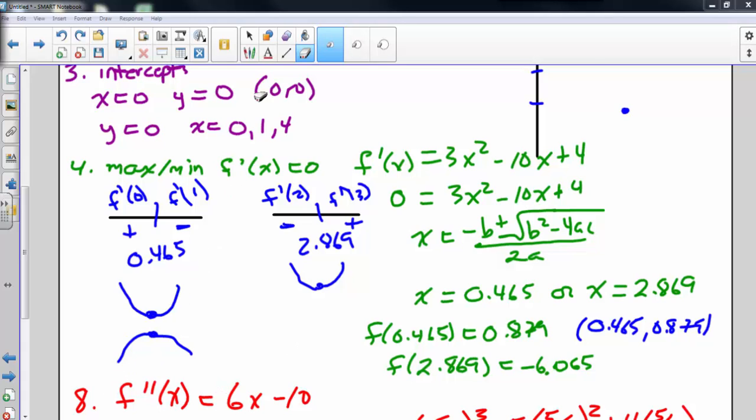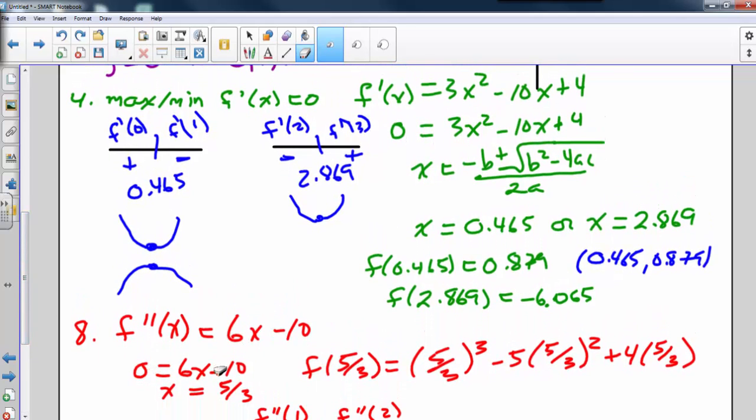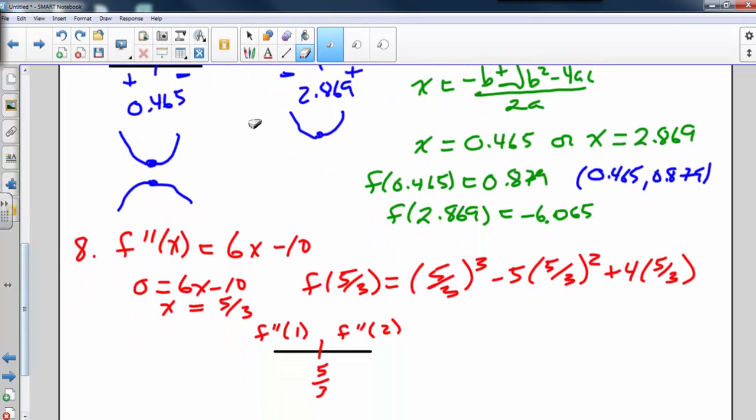Okay, so the last step is now to check concavity and inflection points. So this is my double prime, looking at f prime up here, multiply through, subtract: 6x minus 10 is my equation for the second derivative. And if I solve that for 0, I find there's an inflection point at x equals 5/3. Putting 5/3 into my original formula, I find that the y value is approximately negative 2.6. So basically this is where my point is.